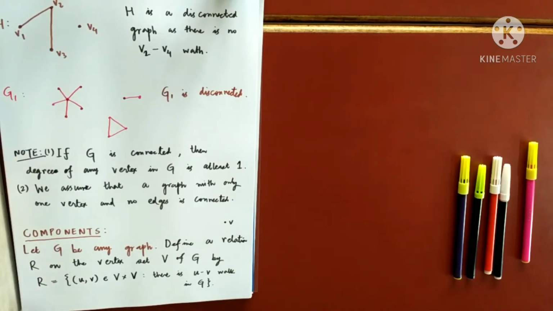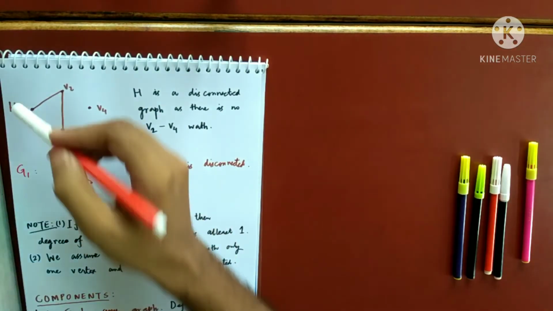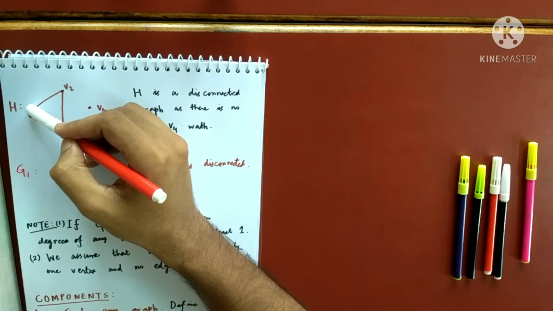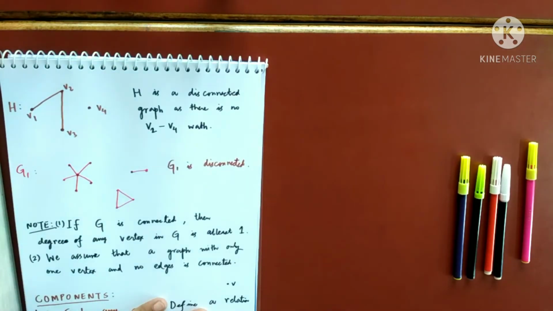Now whenever a relation is an equivalence relation, I can find the equivalence classes. I had even asked you to find the equivalence classes. Only two of you had calculated and those were correct. So I'll just tell you what the equivalence classes are. Suppose I am considering this graph H. What are the equivalence classes?